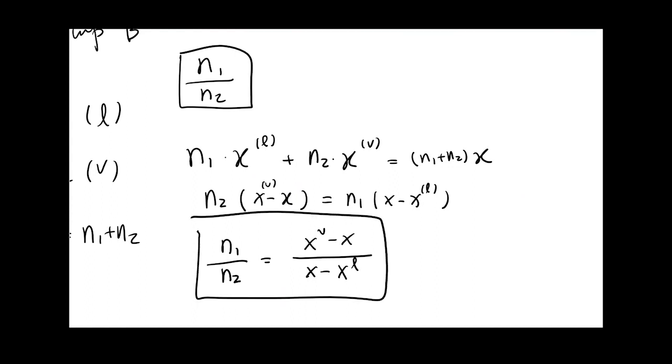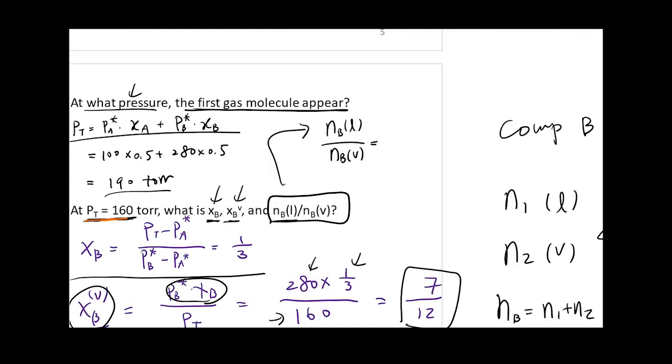So I can know what is the mole ratio between my liquid over vapor form for component B. These things are not easily seen in your plot, so you will need to actually memorize this so that you will be able to solve a question like this. That's the thing that you want to have, right? So this is going to equal your x in the v form minus the x, the other one is x minus your xl. Okay?